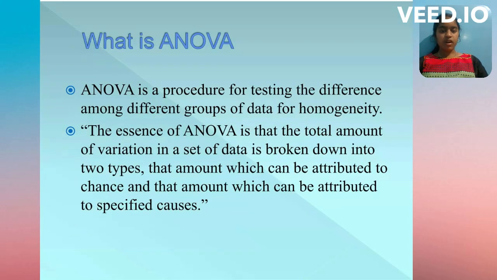What is ANOVA? ANOVA is a procedure for testing the difference among different groups of data for homogeneity. The essence of ANOVA is that the total amount of variation in a set of data is broken down into two types: the amount which can be attributed to chance and that amount which can be attributed to specific cause.